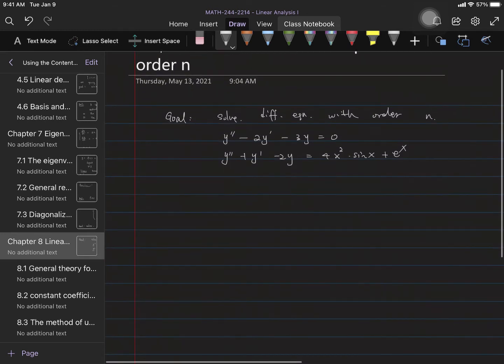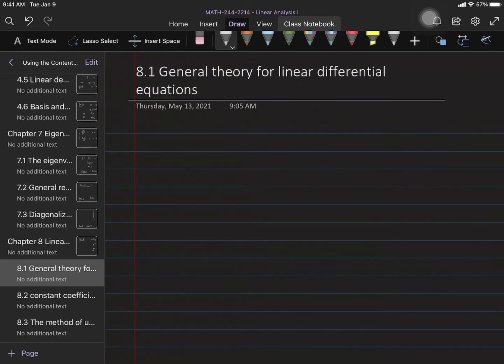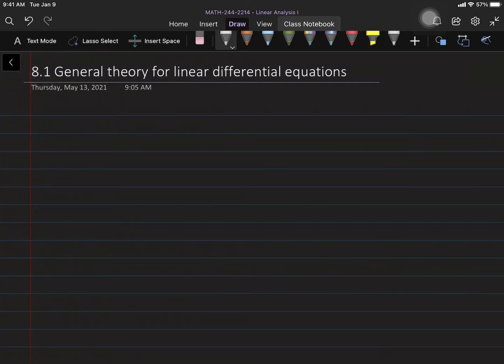Okay. And firstly, let's do 8.1, which is the general theorem. So we are going to learn some definitions. Firstly, I'm going to introduce a very important definition. It's called the derivative operator. So let's see. Definition 1 is called derivative operator.